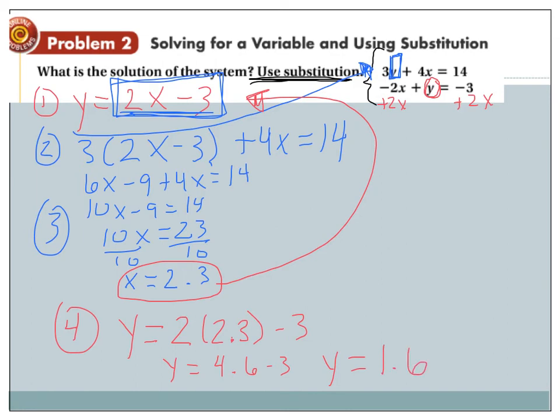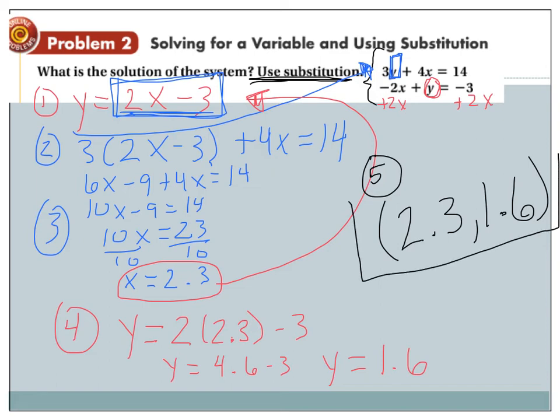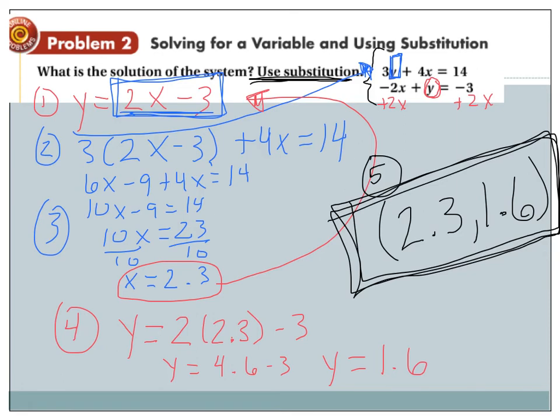And then my final step on those 5 steps that you should be working with is rewrite this as an ordered pair. So (2.3, 1.6). So x should always go first, y should always go second. So if I were to plug both of these numbers in for both equations, this is the one point where they overlap. That's true for both equations.